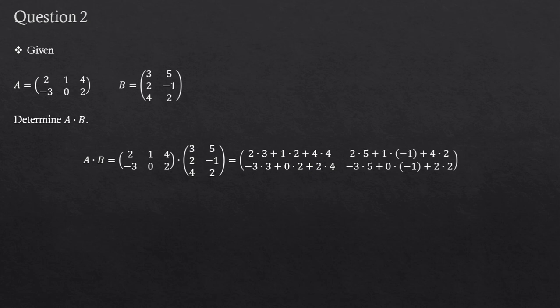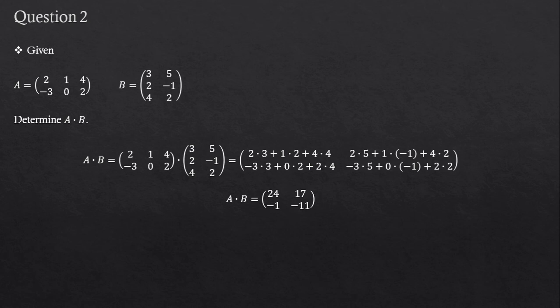So 2 times 3 plus 1 times 2 plus 4 times 4. Repeat this step with the other entries. So we get 24, 17, -1, and -11.